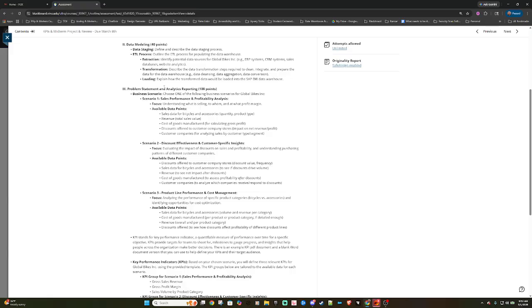The second scenario is the discount effectiveness and then any customer specific insights. So you're going to look at the discounts offered to each customer company, and then you're going to look for the sales data for the bicycles and accessories to see if the discounts drive them buying more. You're going to obviously look at the revenue to see the net impact after discounts. You're going to look at the cost of goods manufactured to assess whether it's still profitable after you give the discounts. And then you're going to need to understand the customer companies again.